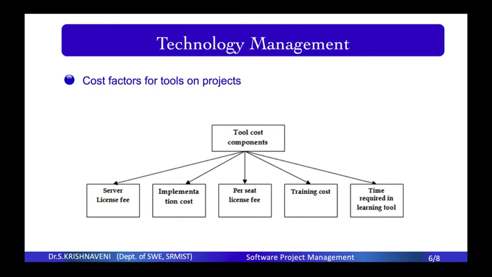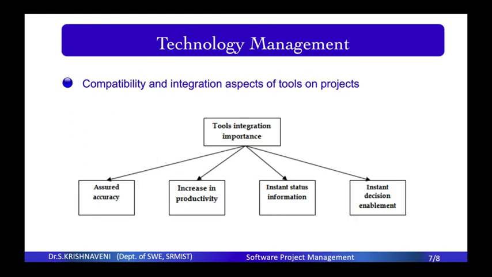Next one is training cost. If you purchase a new tool and the people are not adapted to it, the team has to learn and needs some training to use that tool. So how much cost is involved in the training? If the training cost is high, the project manager has to find a better alternative with less training cost. Next one is the time required for learning the tool. Some tools may have a very steep learning curve, and may take a lot of time. A tool that is easy and faster to learn is a better tool for the project team. So next one is compatibility and integration aspects of tools on a project.